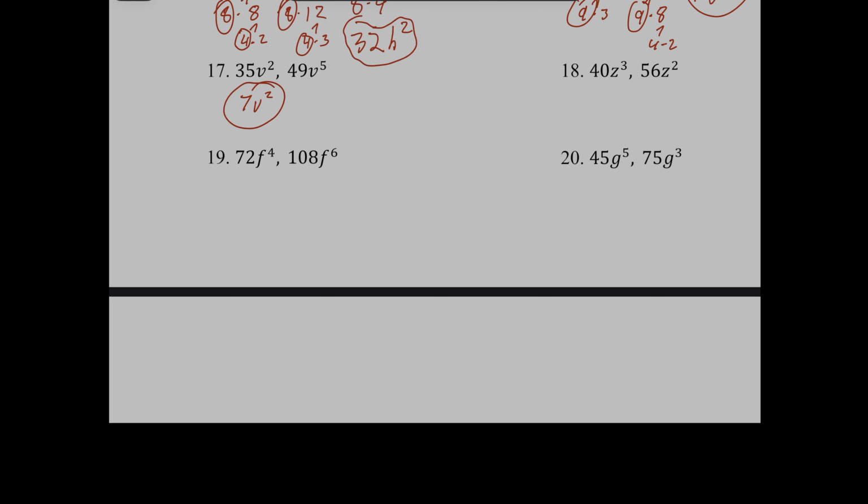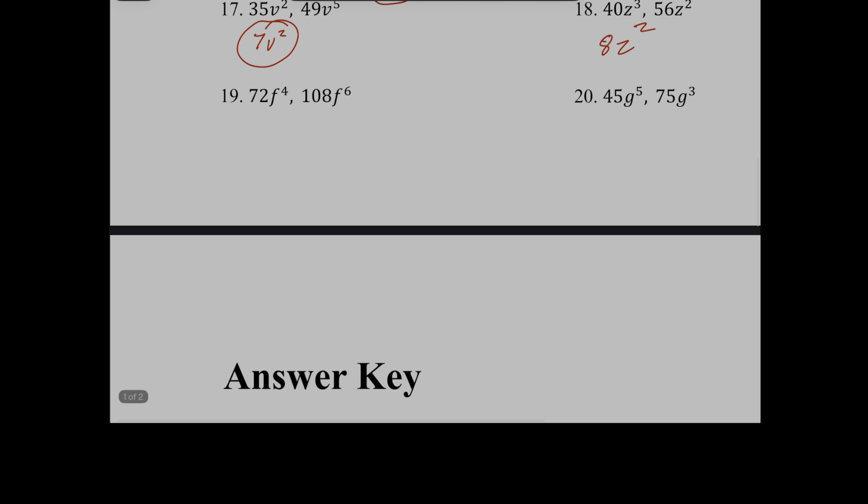40 won't go in the 56. The next biggest one is 20. No, that won't work. The next biggest thing that goes in the 40 would be 10, right? 10 won't work. It looks like it's going to be 8. Okay, so 8z squared. Ooh, this one looks nasty. I better spend some time on this one.